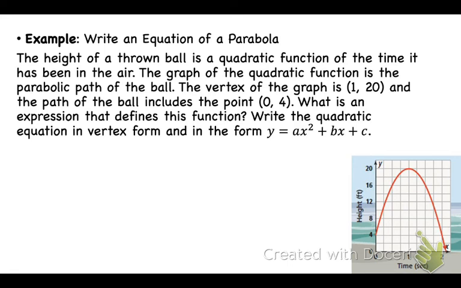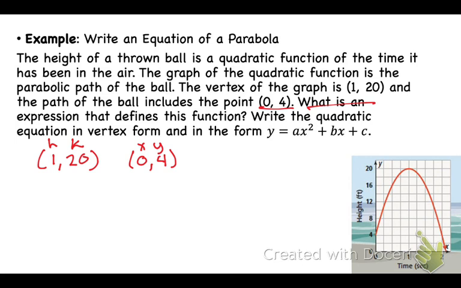120. So what does that make H? H and K. The path of the ball includes the point (0, 4). X, Y. And then it says, what is the equation that defines the function?